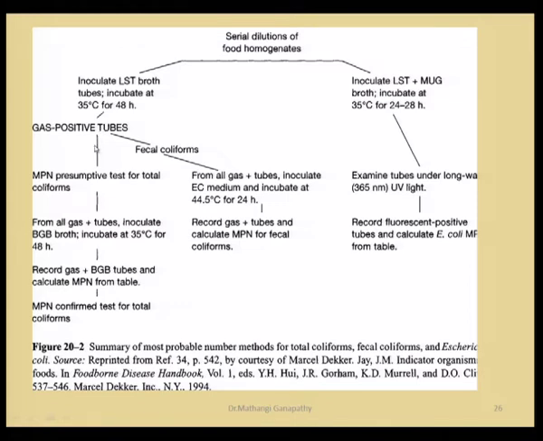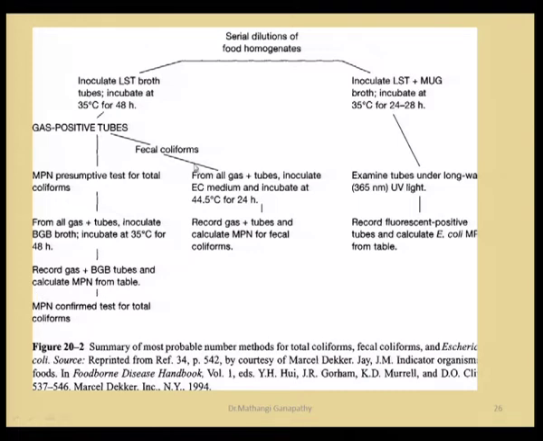Then with the gas positive tubes, on one hand, we will do an MPN presumptive test for the total number of coliforms. From all the gas tubes, we will inoculate into brilliant green bile broth and incubate at 35 degrees centigrade for 48 hours. Then again look for gas production, and in the BGB tubes which show gas production, calculate the MPN from the standard chart. Then we have the MPN test confirmed for the total number of coliforms.